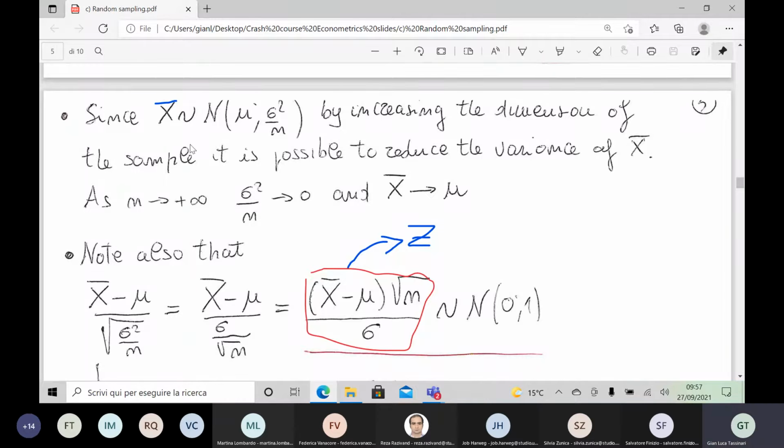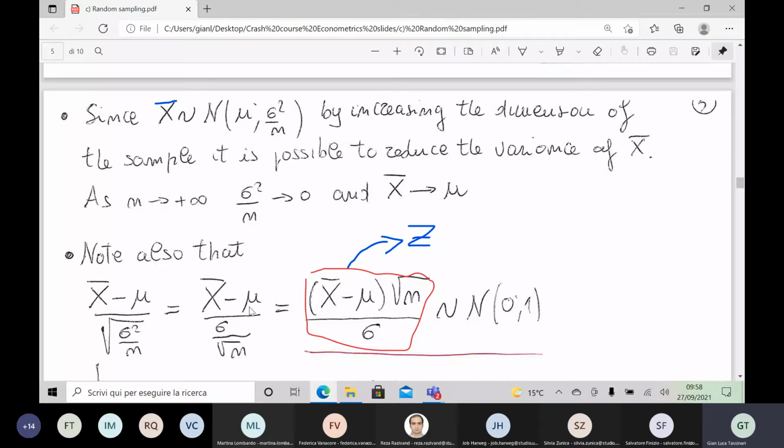So do it. For x bar, what is the expectation of x bar? Mu. So x bar minus mu. Which is the variance of x bar? Sigma square over n. So which is the standard deviation? It is the square root of the variance. So divide x bar minus mu by the standard deviation of x bar. Sigma square can be taken outside of the root, so you get sigma over square root of n. You can keep it in this way, or better, this is the way in which you find this result.